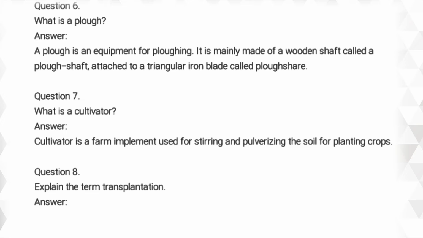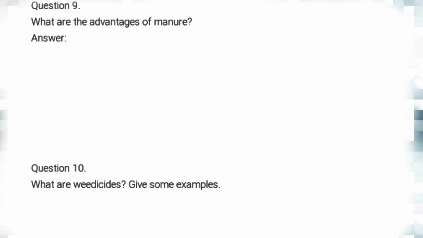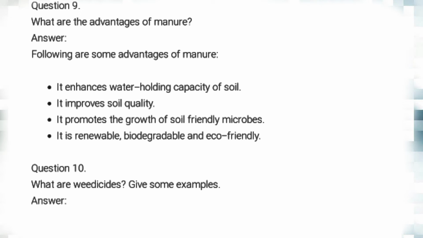Eighth question is, explain the term transplantation. And the answer is, some of the crops are first grown in the nurseries and then transferred to the main field. This process is called transplantation. Ninth question is, what are the advantages of manure? And the answer is, the following are some advantages of manure. It enhances the water holding capacity of soil. It improves soil quality. It promotes the growth of soil friendly microbes. It is renewable, biodegradable and eco-friendly.